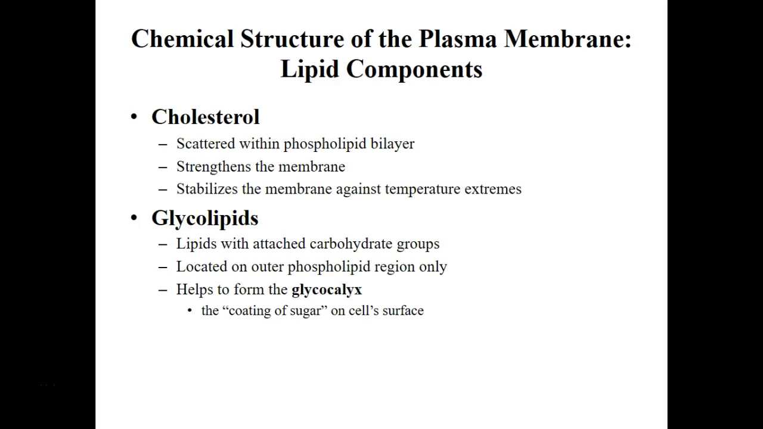Within the plasma membrane, we have cholesterol. Cholesterol is a steroid molecule that stabilizes and strengthens the membrane. One of its major jobs is it helps the membrane to maintain integrity even when temperature changes occur. We have glycolipids. Glycolipids are carbohydrate groups attached to the phospholipid layers, and they can help form a glycocalyx, which can be protective surrounding the cell, can protect from potential pathogens.